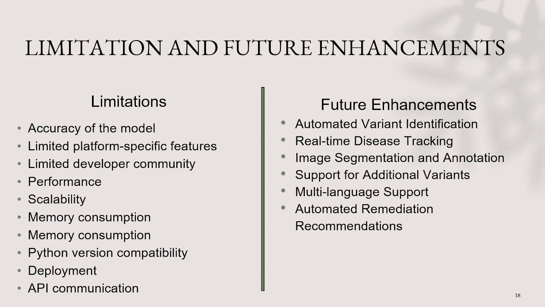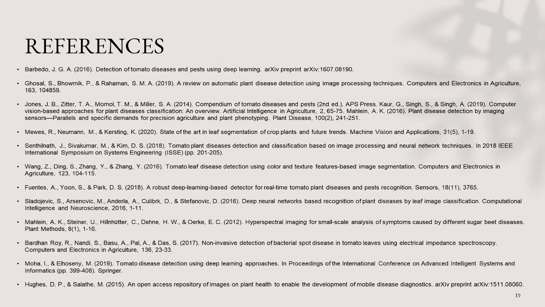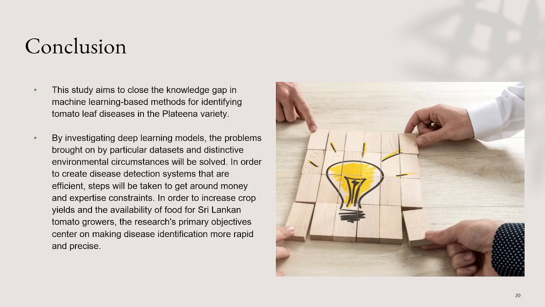When we talk about future enhancements, automated variant identification is one. Another one is real-time disease tracking. Others are image segmentation and annotation, support for additional variants, multi-language support, and automated remediation. And these are the references here. And this is the conclusion.